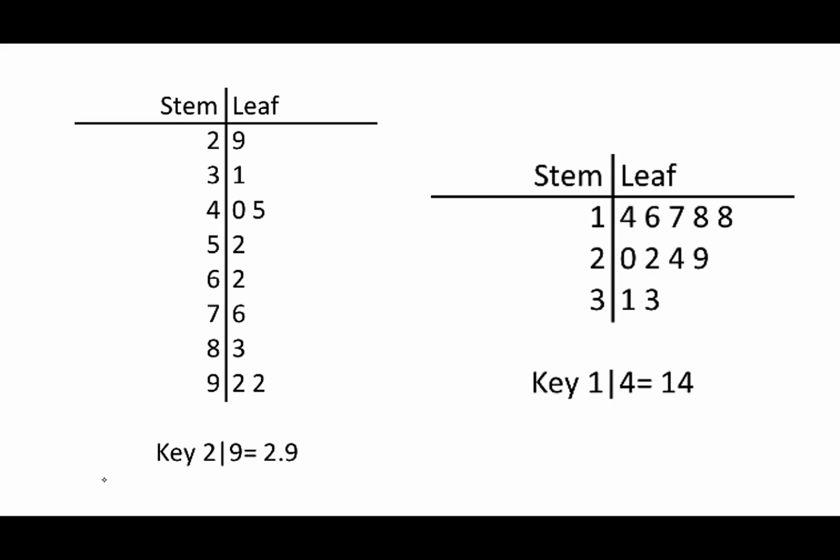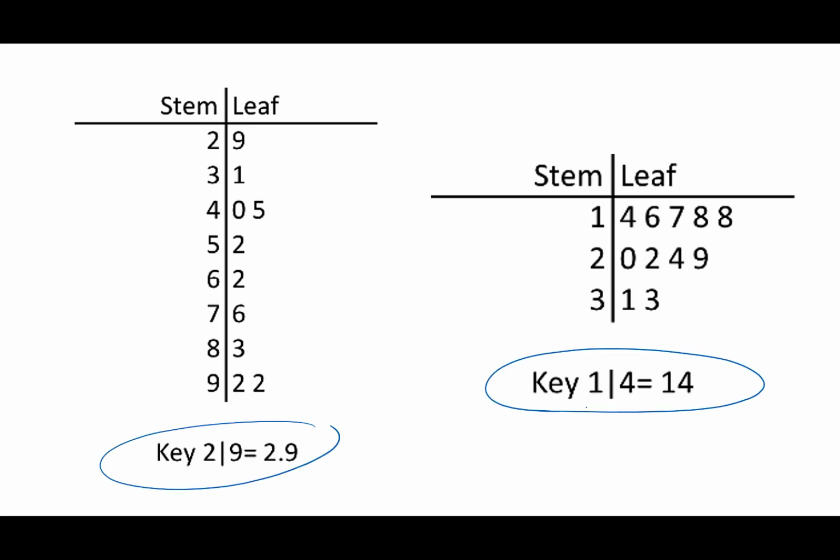So there's two columns. One is called the stem, one is called the leaf. The stem numbers are in numerical order from the smallest to the largest, and the individual leaves with each stem are also in numerical order. Stem and leaf plots always have a key, and that key can be different from graph to graph.